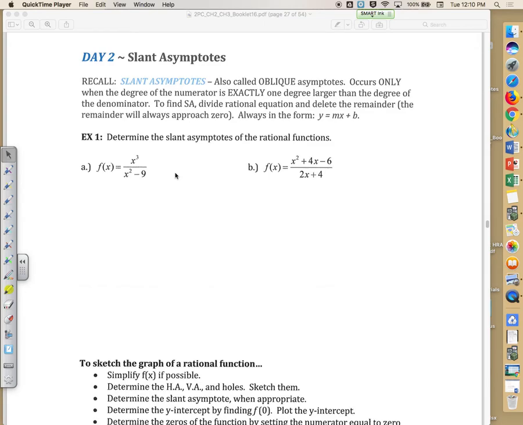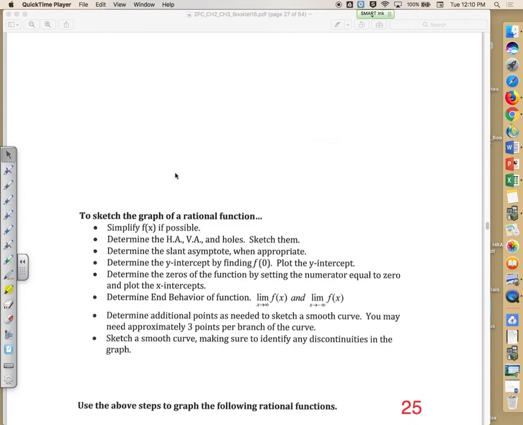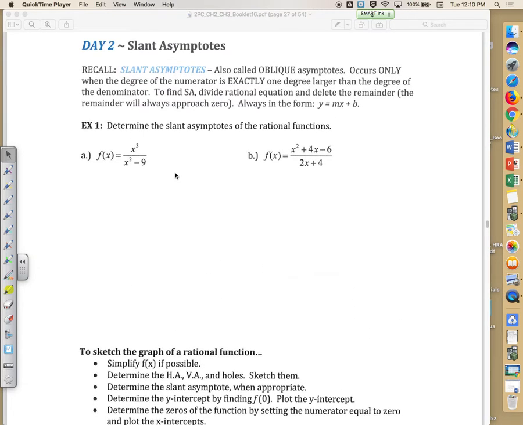All right, so this is Slant Asymptotes, day 2 of 2.6. We're on page 25, and we're going to determine slant asymptotes. We already looked at two types of asymptotes. You had vertical asymptotes, you had horizontal asymptotes.